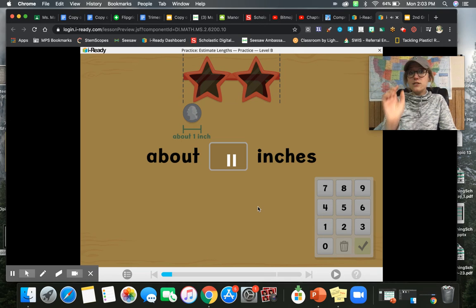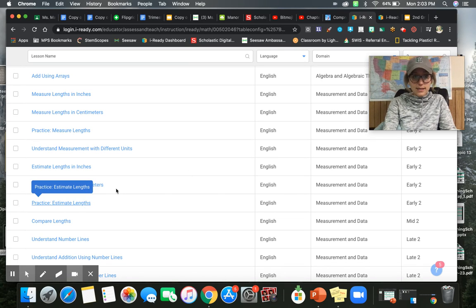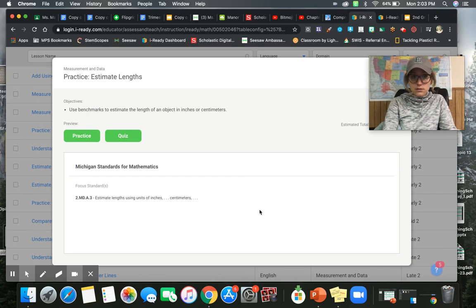Okay. And you guys, I'm pretty sure that it does switch into some centimeters as well. Let's see. Yep, it says it does. So you should be doing that with inches and centimeters, and you are estimating the length of an object.